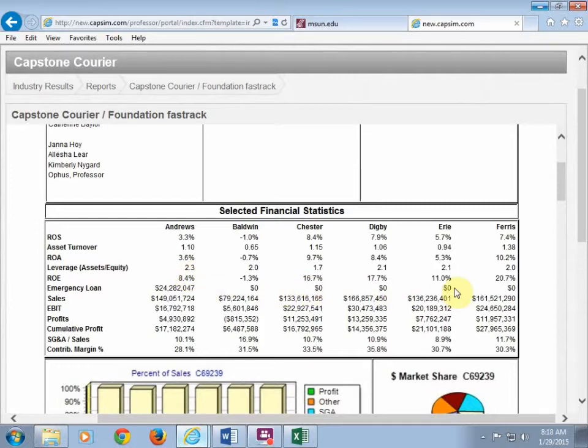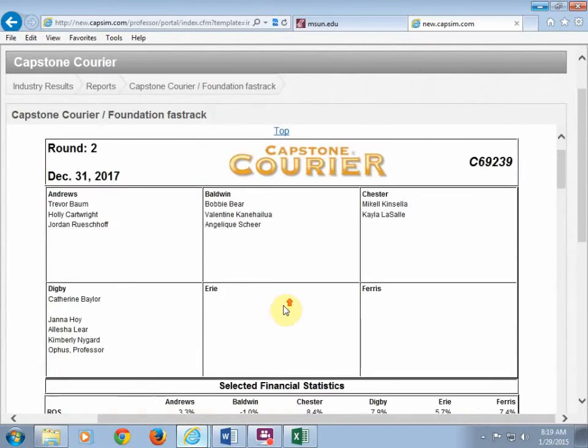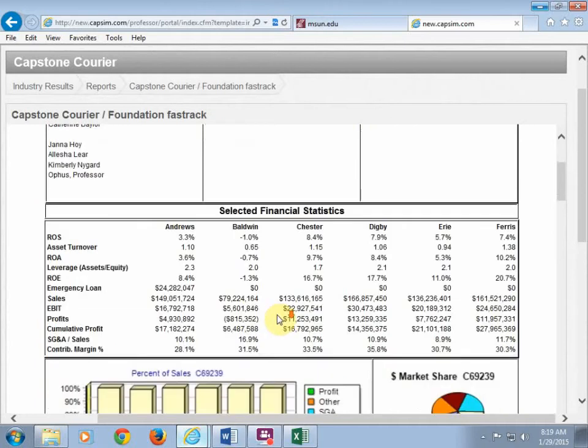ROE is a big one. Ferris did have the bigger ROE, but Digby and Chester, those are both pretty good. What was the winning ROE last time? Wasn't it 10 or 12 or something like that? I don't remember in round one. Okay, but it wasn't that big. So we're seeing already a pretty good expansion in ROE, which again gets me pretty excited. Team Baldwin's the only team that really fell by the wayside in terms of sales. Don't know what's going on there. Might be good to find out.